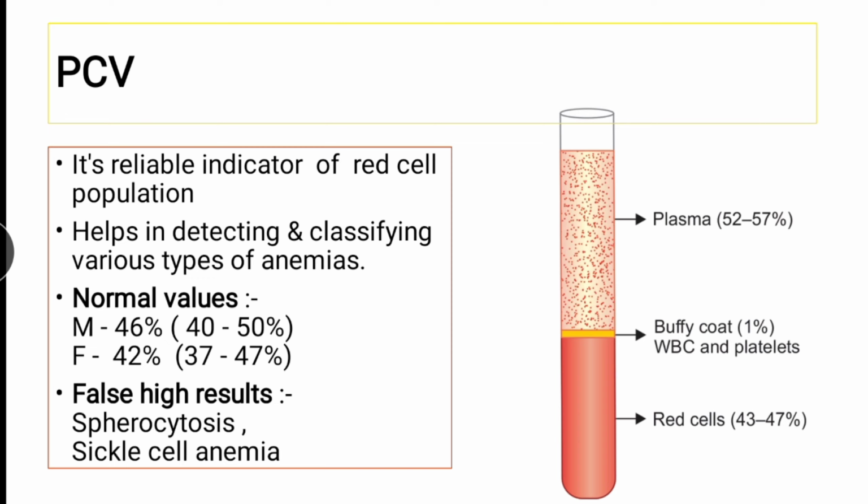We may get false high results in conditions like spherocytosis and sickle cell anemia. This is due to gap formation in the process of centrifugation because of the altered shape of the RBCs, and this gap is filled by the plasma. So we will get false high results in hematocrit.